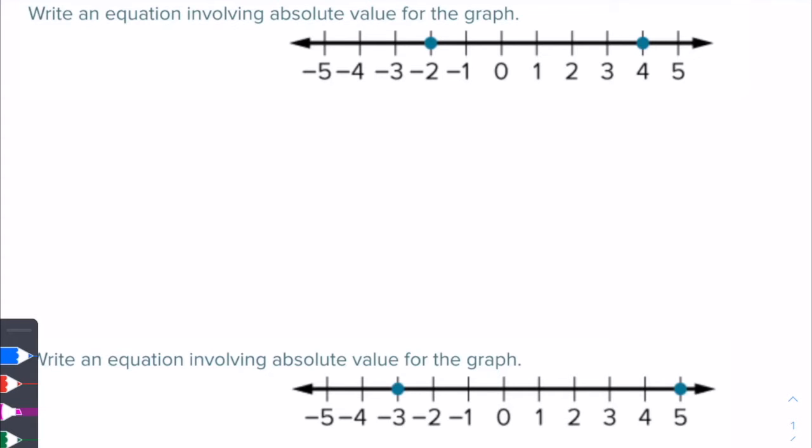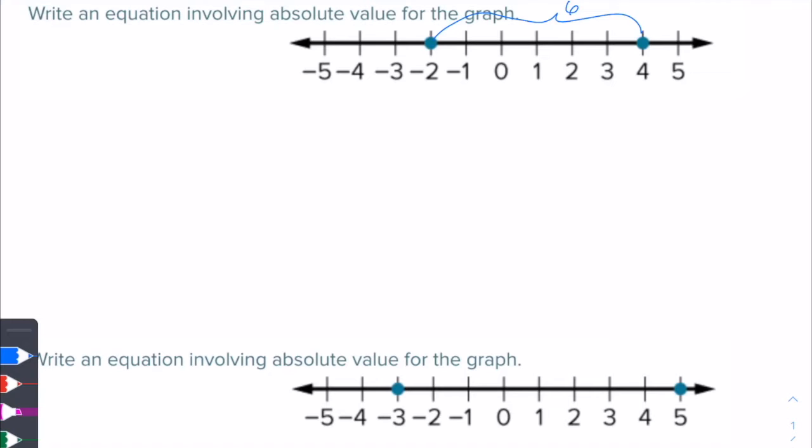Hello everyone, a real quick video about how to write an absolute value equation based off of a graph that you're given. So when we're given a graph here, the first example I see there is a point at -2 and a point at 4. So let's look at the distance between those points, because absolute value is all about distance. If I look at the distance between -2 and 4, it is a distance of 6.